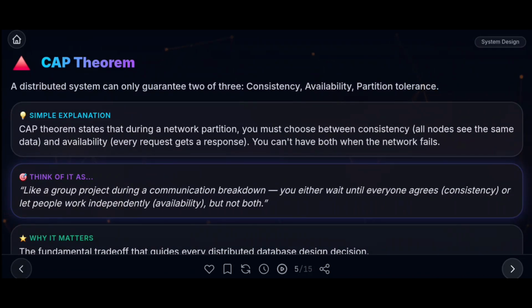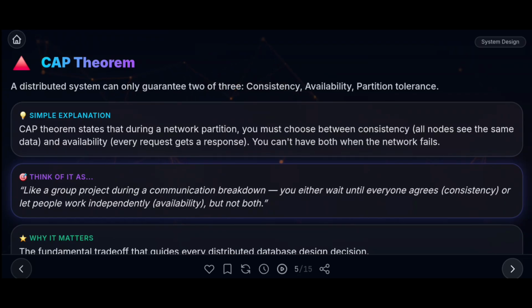The next important thing is the CAP theorem. This is one of the important concepts in system design. A distributed system can only guarantee 2 of 3. They are CAP: consistency, availability, and partition tolerance. It means we cannot achieve all three at a time. So if you want two, we need to compromise on one.